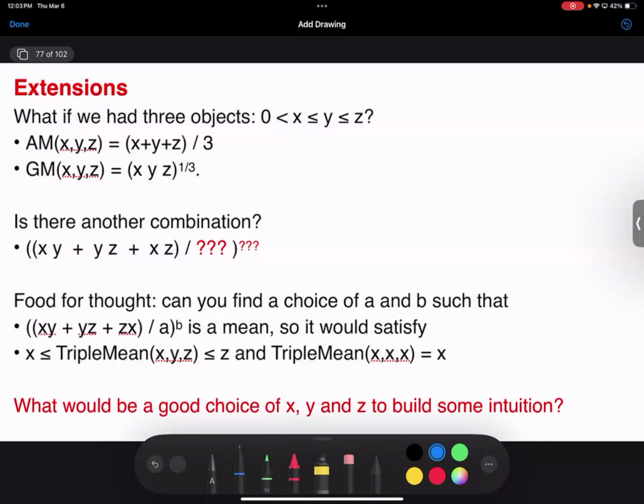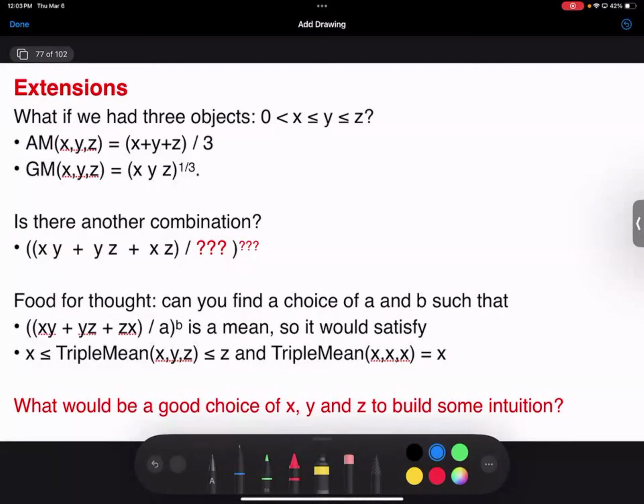All right. So now this is something that most of you may not have seen. What if we have 3 objects? And again, the purpose of today is not to prove inequalities, which we are doing, it's to talk about the thought process of how you get something. So imagine we have x less than or equal to y less than or equal to z. I might as well normalize them and put them in that order. Does everyone agree that a nice definition of the arithmetic mean is just x plus y plus z over 3? And the geometric mean, just the cube root of their product.